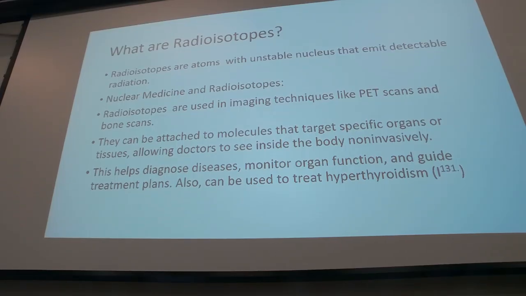And the type of iodine specifically that is used to treat hyperthyroidism is iodine-131. That's the radioisotope. So see, this is the average of iodine, 126.90, but there are some that will be 131.